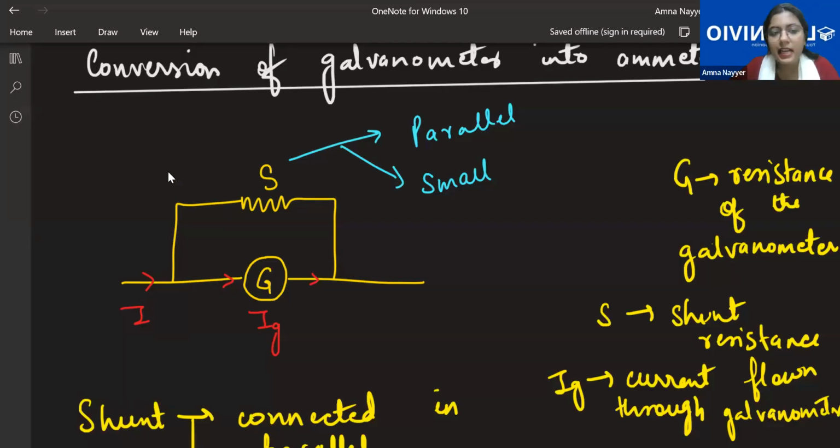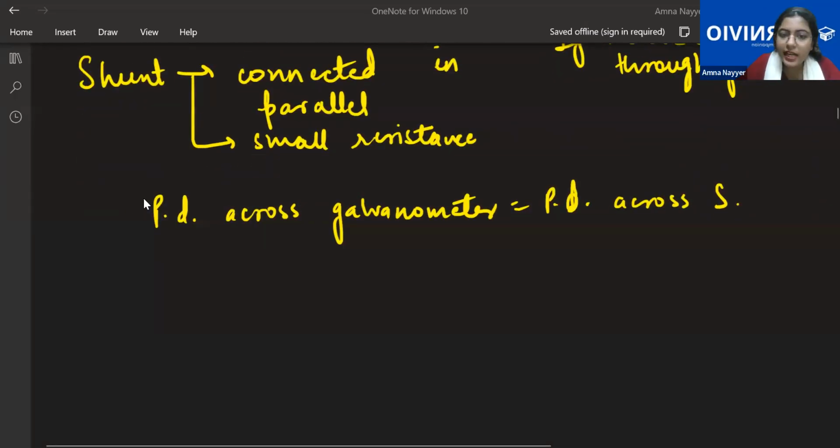See, class, I minus Ig will move through this shunt. Now we'll have the Ohm's law and everything that we study. First, let us just distribute the current. Muniba, will the voltages across the shunt and the galvanometer be same or different? Same, yes, because it's connected in parallel. So potential difference across the galvanometer will be equal to the potential difference across the shunt.